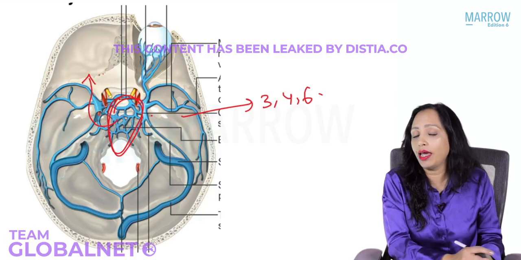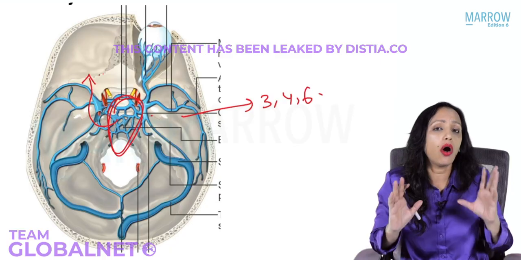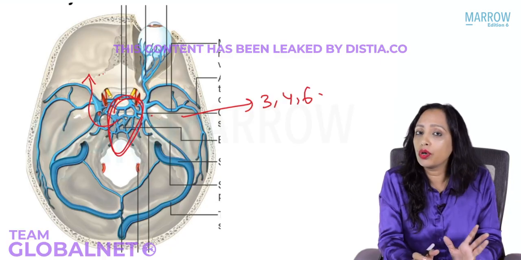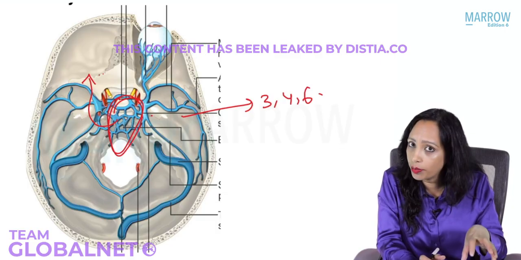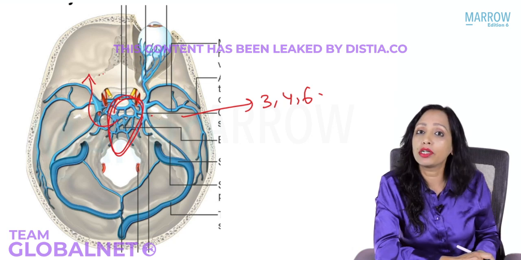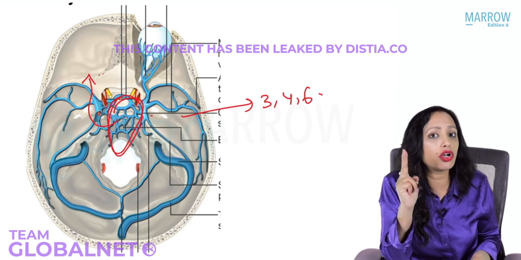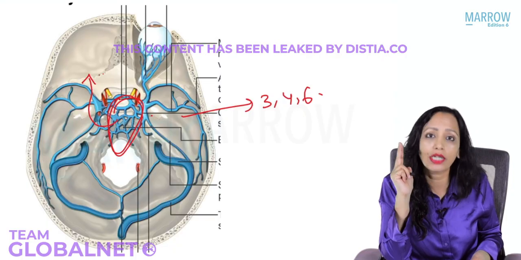So on their way, they encounter the cavernous sinus, so they pass either through the cavernous sinus or they pass around it. Yes, so these are the nerves that will be involved in both cavernous sinus thrombosis and orbital cellulitis, which means that the presentation of orbital cellulitis and the presentation of cavernous sinus thrombosis is very similar. Both of them can follow sinusitis.